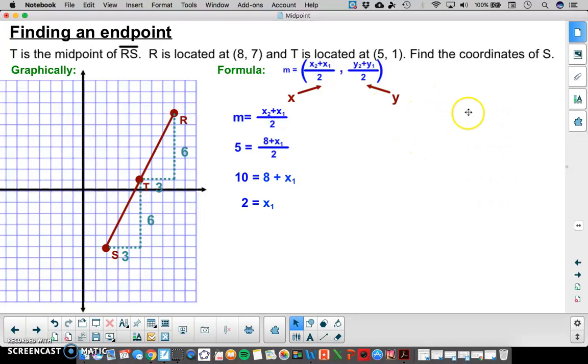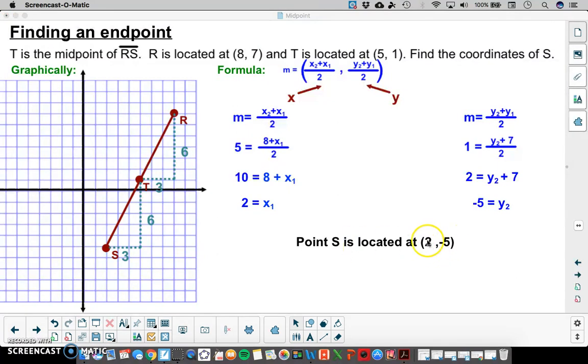For the y value, I'm going to use the y part of the formula with the y coordinate from the midpoint. So the y coordinate from the midpoint was 1, and the y coordinate from the end point that we know is 7. Now algebraically solve for the other y value. Multiply by 2 on both sides to get 2 equals y2 plus 7, and subtract 7. I now know the y value of my point that I'm missing is negative 5. And that's what we found graphically, 2, negative 5. So point S's coordinates are 2, negative 5.